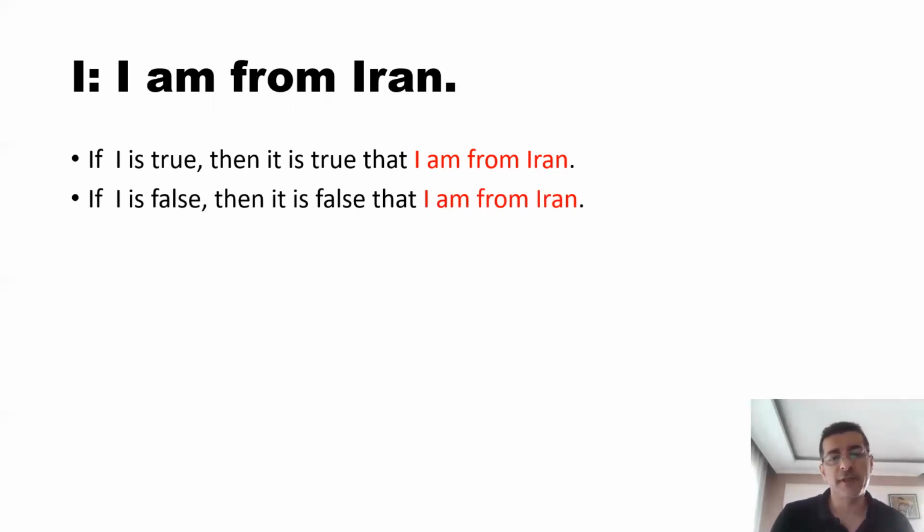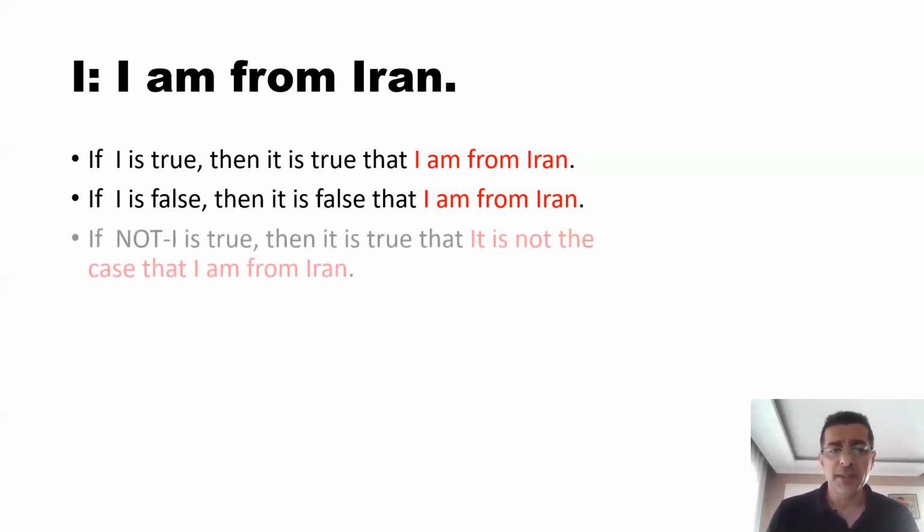Well, if we have one proposition, we'll have two possibilities. One is false, one is true. Then what is the opposite of I'm from Iran? That would be I'm not from Iran. Is that right? So we will have two possibilities for a sentence or a proposition like I'm not from Iran, and that is again true or false, right? So these would be the sentences.